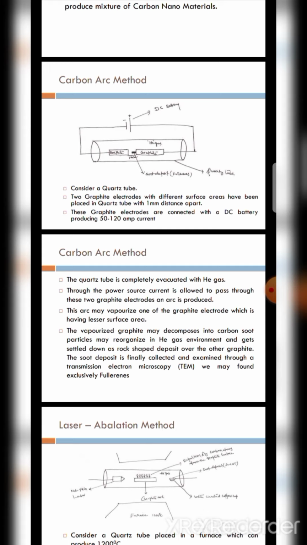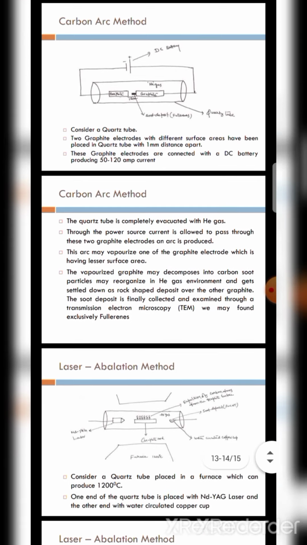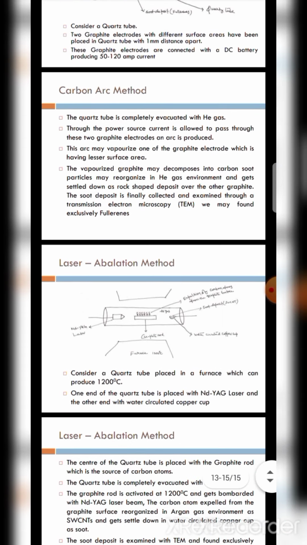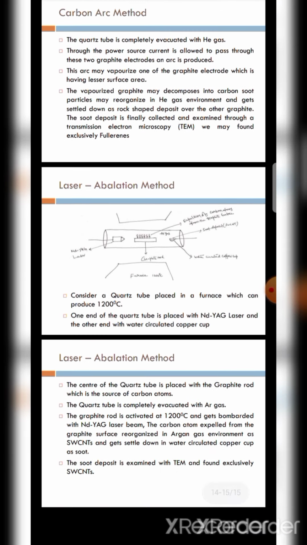The vaporized graphite decomposes into carbon soot particles, which are recognized in a helium gas environment and settle down as a rock-shaped deposit over the other graphite. The soot deposit is finally collected and examined through transmission electron microscopy (TEM). We may find exclusively fullerenes. Next one is the laser ablation method.